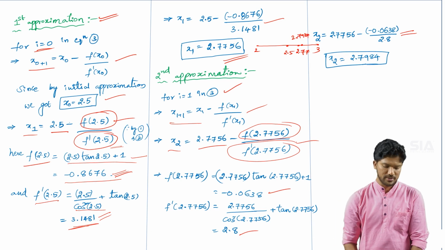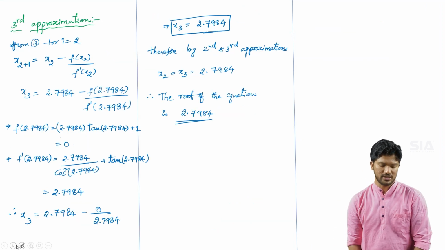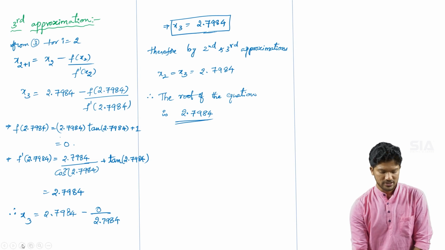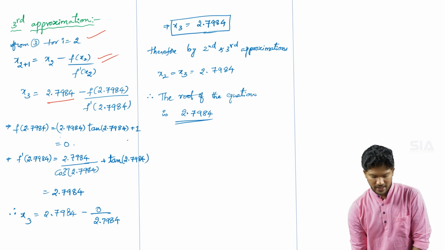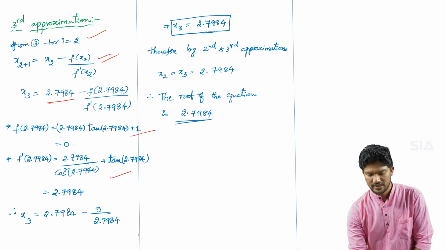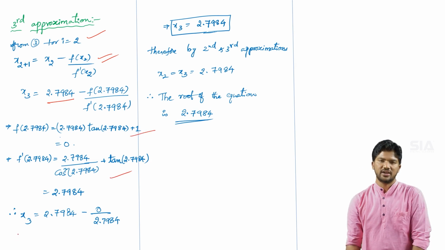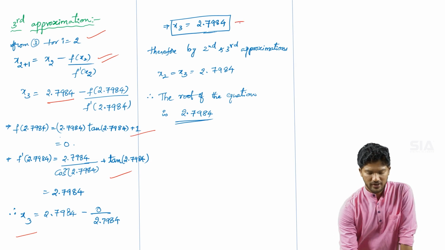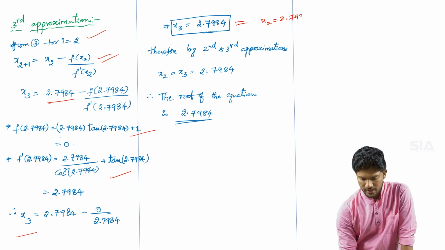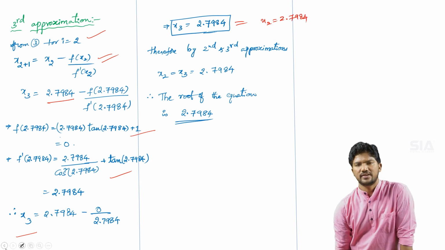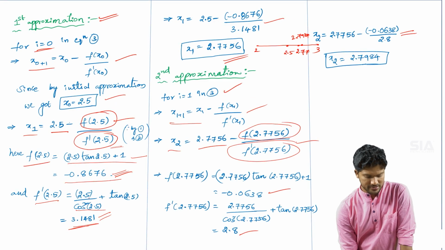Next, the third approximation. For i is equal to 2 in equation number 3, you will get this equation. Substitute that x2 value and simplify f of x2 and f dash of x2. You will get the x3 value, that x3 is equal to 2.7984. Previously x2 also we got the same value 2.7984. Okay, so you can also cross check that x2 value 2.7984. Now here we got the x3 value 2.7984.